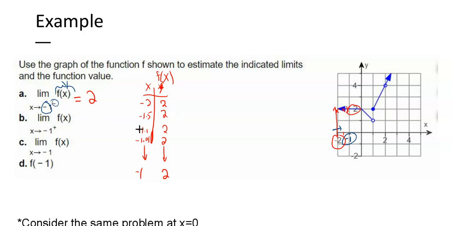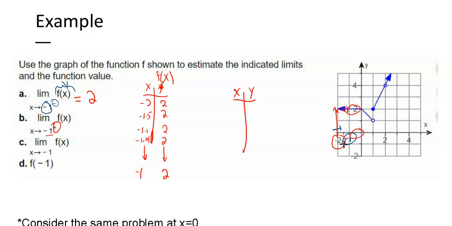So this was for the left-hand side, starting from the left-hand side of negative 1. For the right-hand limit, which is what we're being asked to find here because of that plus sign, it's negative 1, but from the right-hand side of it, right, which is over here, this region right here. We can do the same thing. We can make a chart. We can pick numbers that get closer and closer to negative 1.